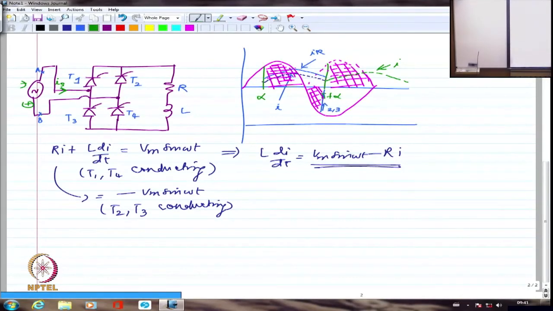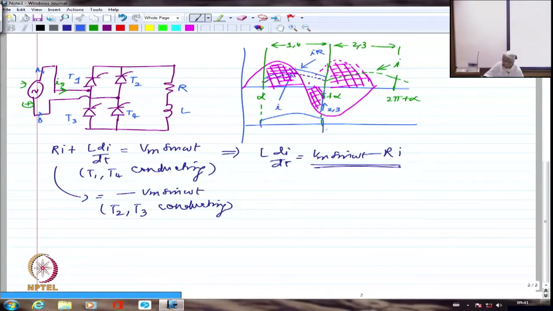So I should say the conduction duration, I can write it somewhat like this. From this point to this point, 1 and 4 are conducting. From this point until again, if I call this 2 pi plus alpha, I am going to have 2 and 3 conducting. Right? So during this portion, if I try to draw the current, it might just increase like this and then decrease like this.